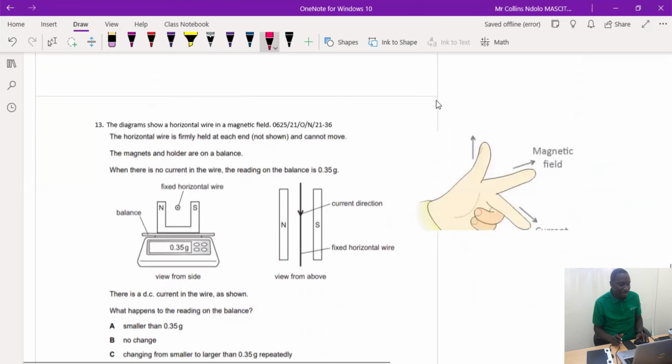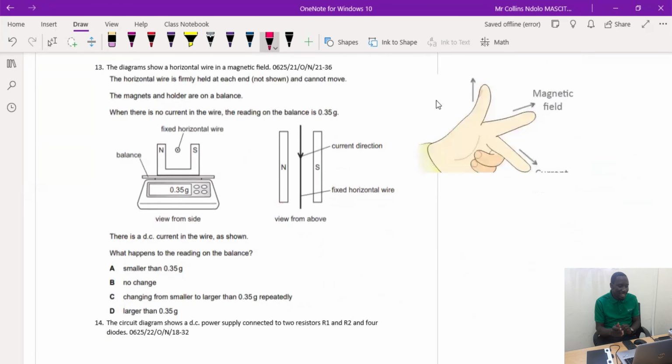All right. There's a very interesting question here, almost similar to a concept we have just learned about. The diagram shows a horizontal wire in a magnetic field. This is a paper of October-November 2021, variant 21, variant 1. So the horizontal wire is firmly held at each end, not shown how it is held, but it cannot move. When there is no current in the wire, the reading on the balance is 0.35.